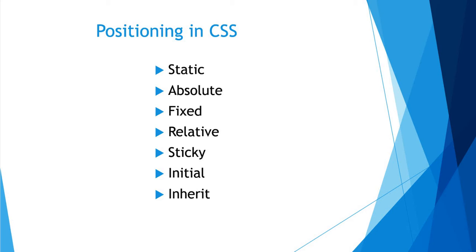Next is sticky. Sticky is when the element is positioned based on the user's scroll position. A sticky element toggles between relative and fixed depending on the user's scroll. Initial sets the property to its default value. And the last one is inherit, which inherits this property from its parent element. In this lecture I will use all of these except the sticky one, so open your code editor and I will show you how to use this.